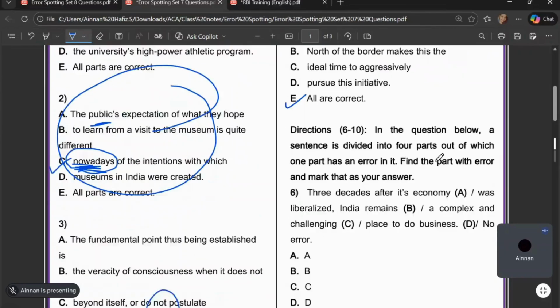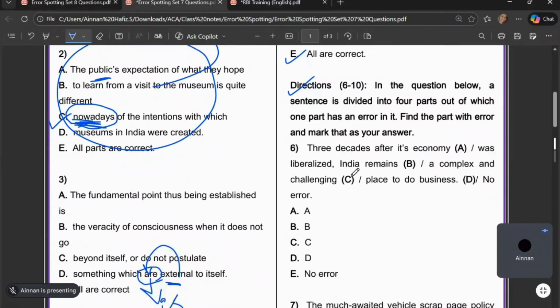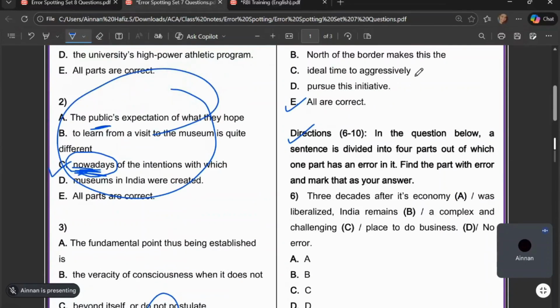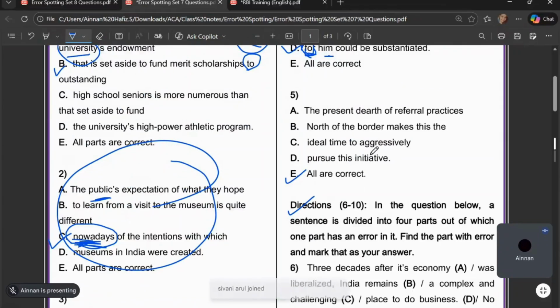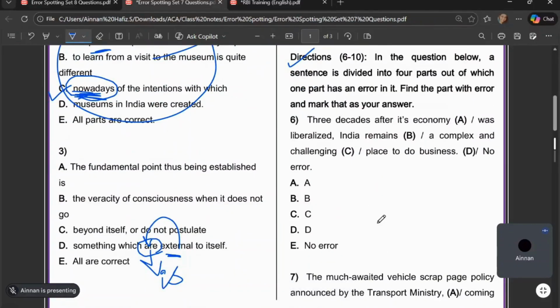Okay. Sixth one. Again, directions. In the question below, a sentence is divided into four parts, out of which one part has an error. Find the part with an error and mark the sentence. Here they've given you four parts. The only difference between the above sentences is that here they've divided the parts and asked you to directly put a tick on it. Here they've given you options as well. Three decades after its economy was liberalized, India remains a complex and challenging place to do business.